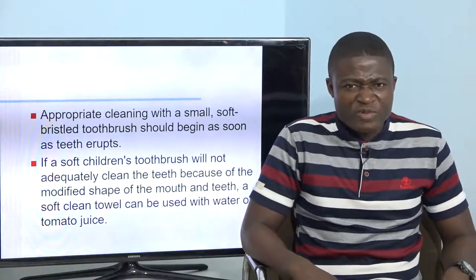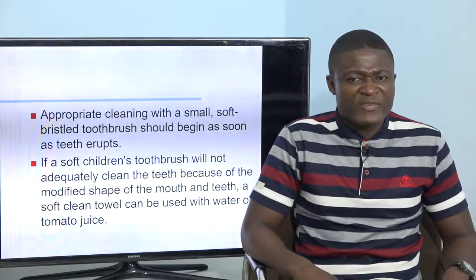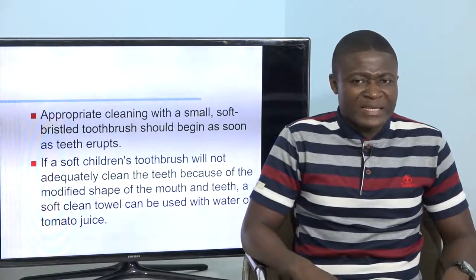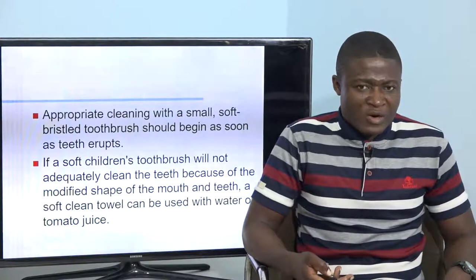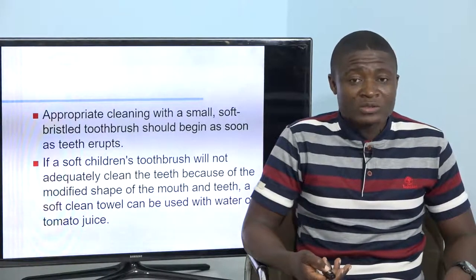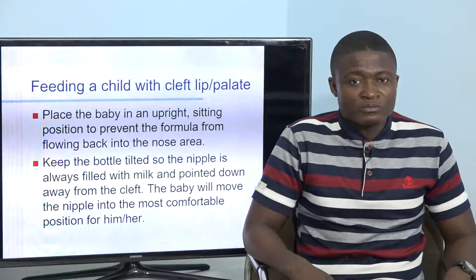Appropriate cleaning with a small, soft, bristled toothbrush should begin as soon as the teeth erupt. If a soft children's toothbrush will not adequately clean the teeth because of the modified shape of the mouth and the teeth, a soft clean towel can be used with water or tomato juice. This also helps to clean the teeth very well.